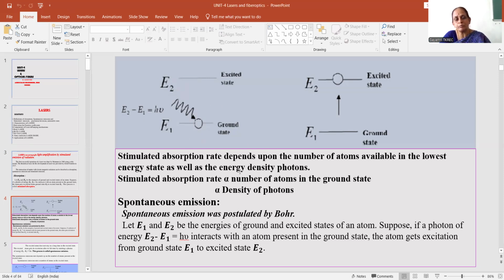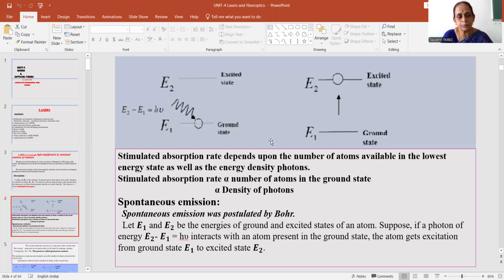The stimulated absorption rate depends upon the number of atoms which are present in the ground state as well as the energy density of photons. Okay, the frequency of photons. Now the stimulated rate is directly proportional to the number of atoms in the ground state, and it is depending on the density of photons. On the two factors, the stimulated absorption depends.